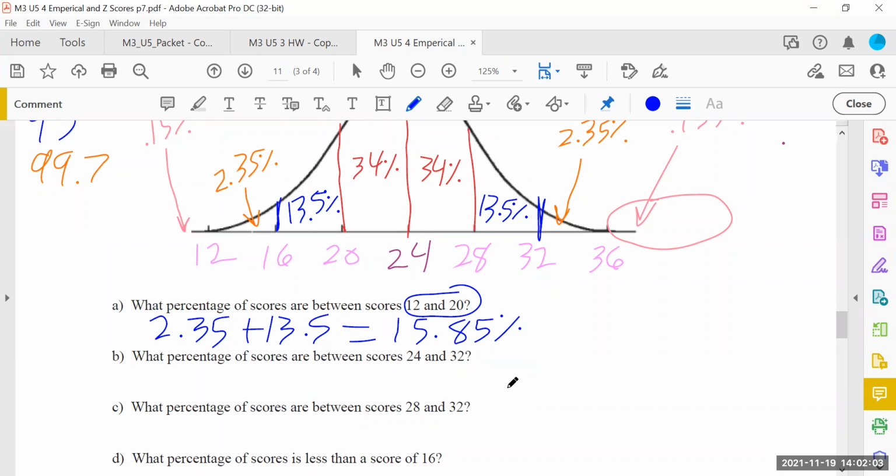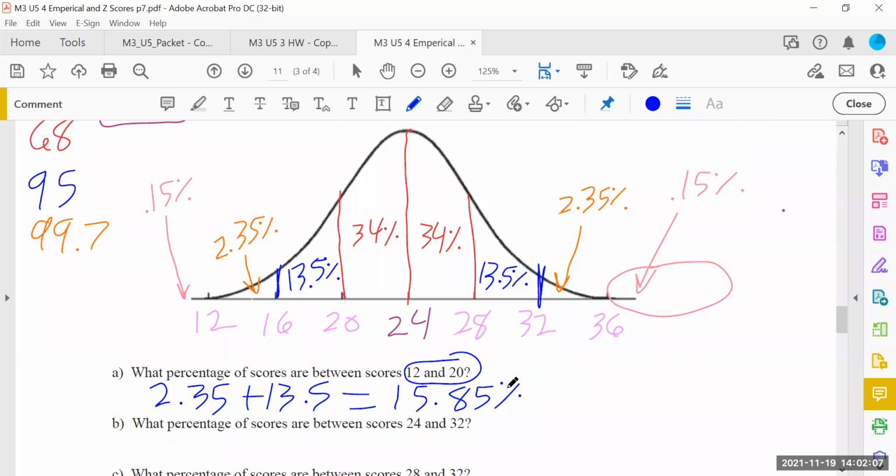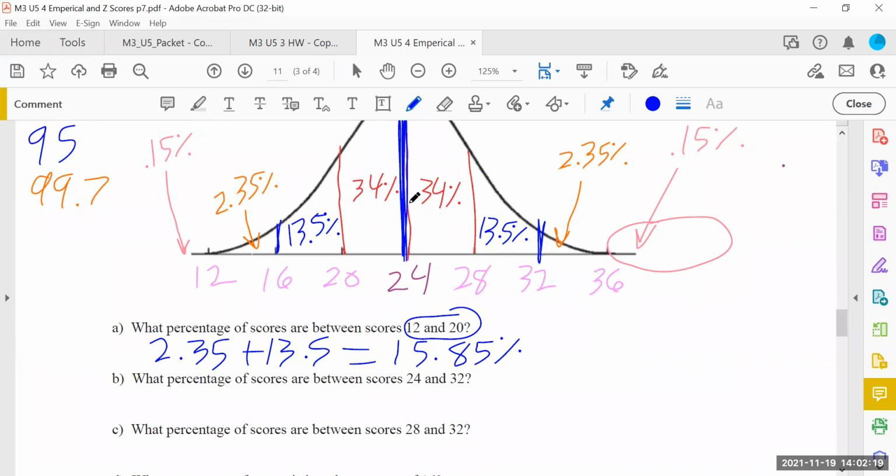So similarly, if I want to go from 24 to 32, here's 24, here's 32. The two in between those are 34 plus 13.5. So that's what I'm going to add together.